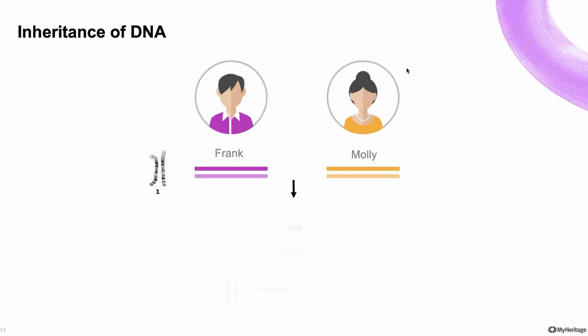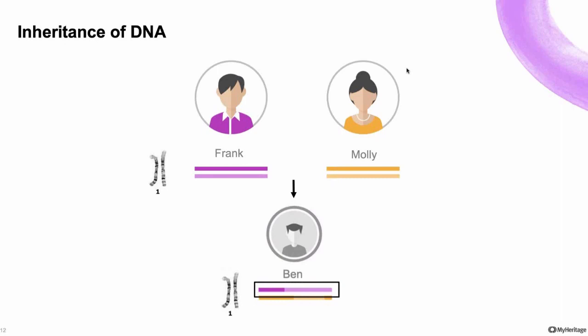Now, Frank and Molly had a child, Ben. Let's look at Ben's chromosome number 1, his first chromosome. You can see that from Frank, he inherited some parts of the first allele, and then the rest of the chromosome is from Frank's second allele, right? A little bit from grandma, a little bit from grandpa. This is what it actually means.